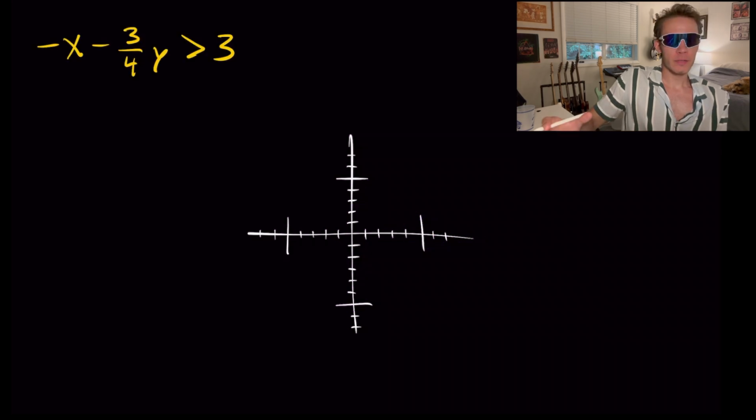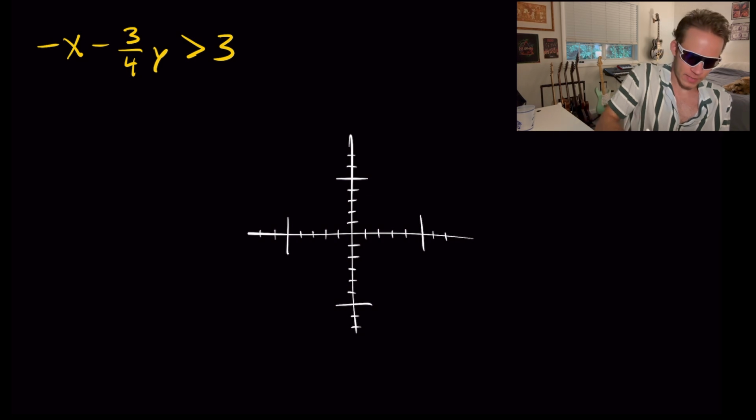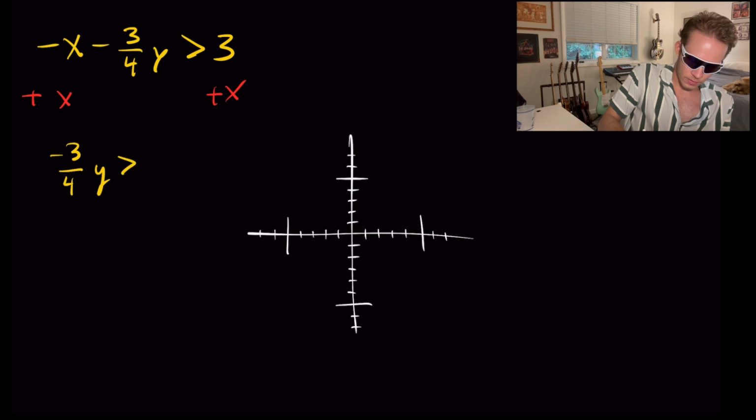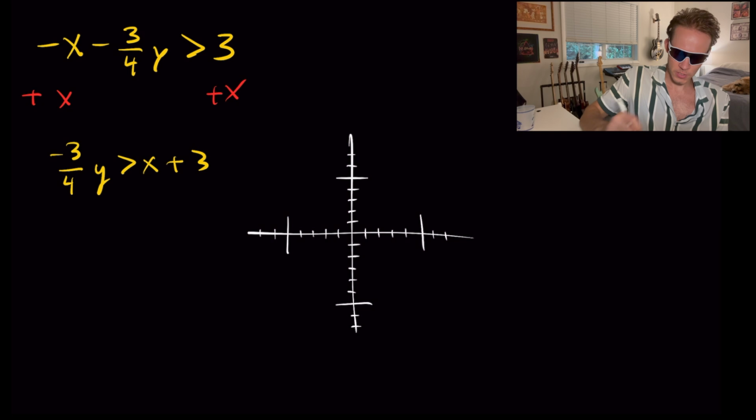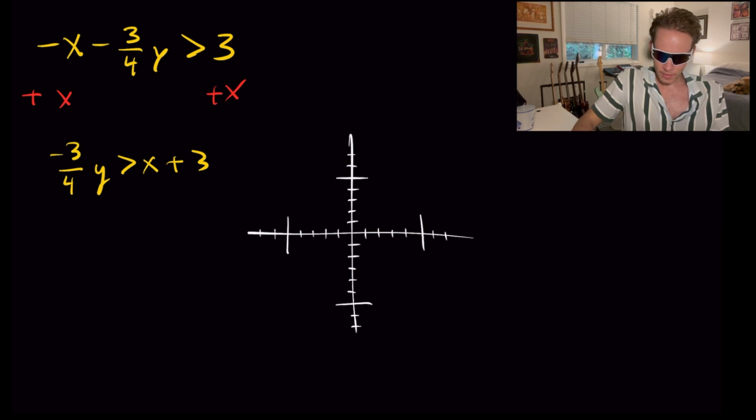All right, last one here. Let's convert this again to slope-intercept form. So first, just get y by itself. What I'm going to do is add x to both sides. I will get negative 3/4 y is greater than x plus 3. Excuse me, x plus 3 when I do that.